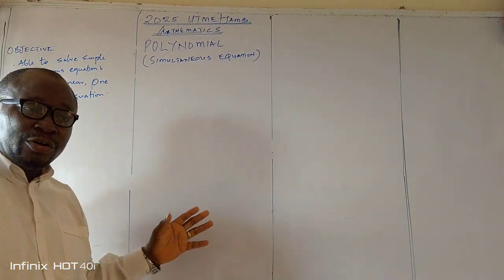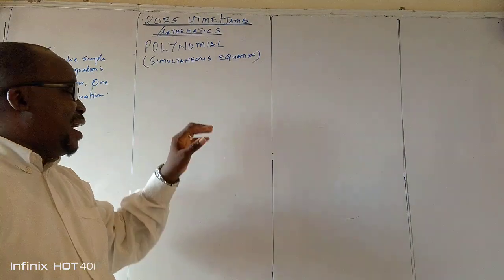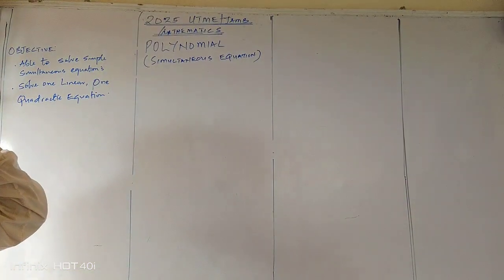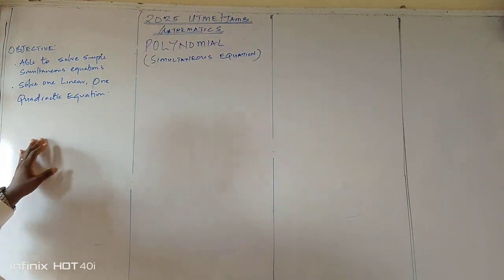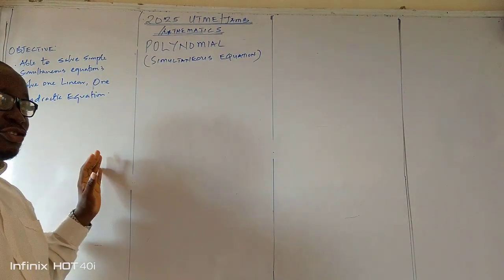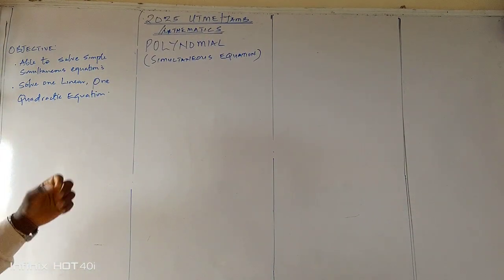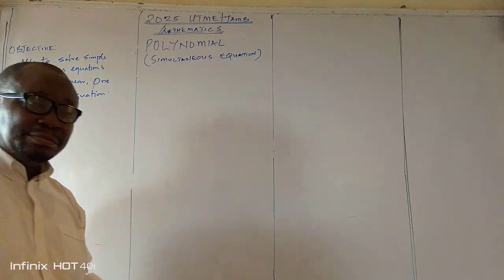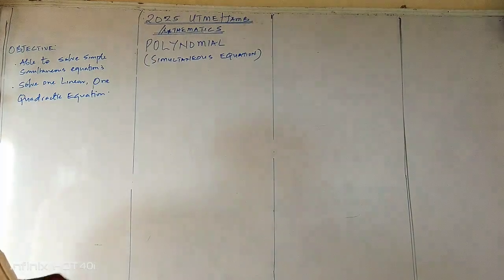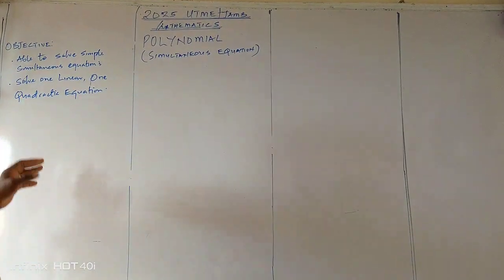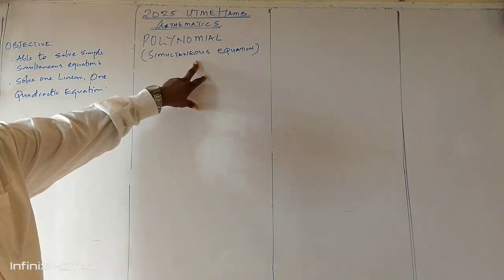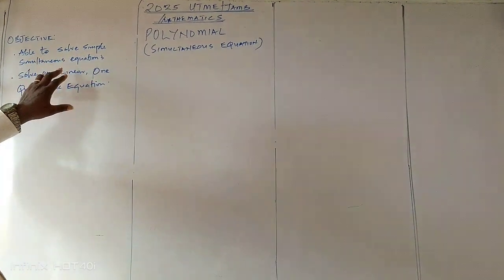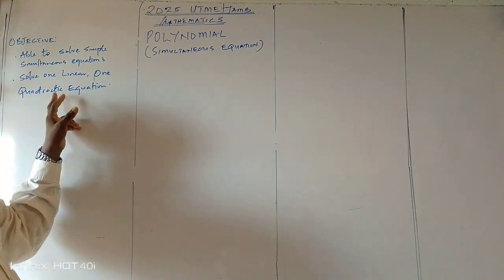We started this topic on polynomial, and our focus is to be able to perform a number of functions of polynomial, both factorization, expansion, remainder theorem, and the rest of it. We started first by looking at change of subject of formula. Today we want to round up the section by taking the part that treats simultaneous equations. Our objective is to be able to solve simple simultaneous equations and to solve one linear, one quadratic.